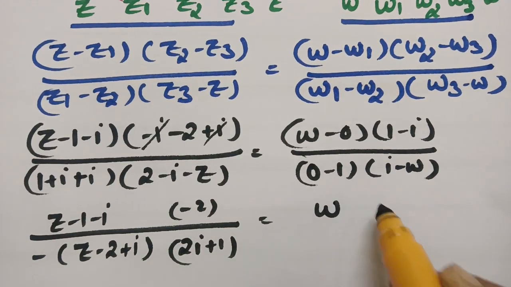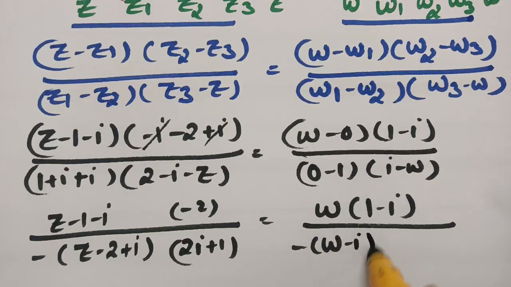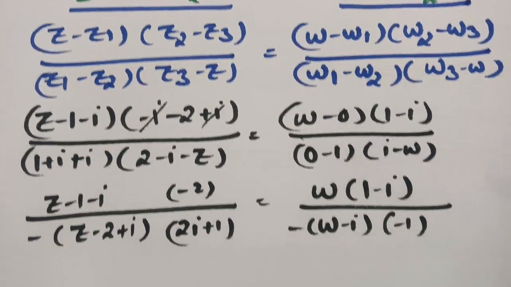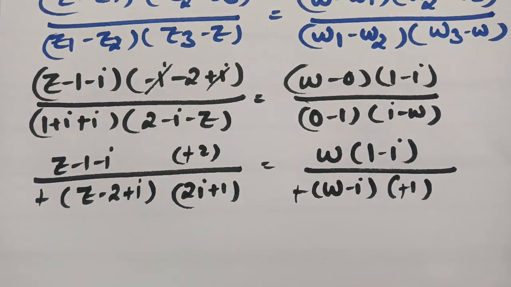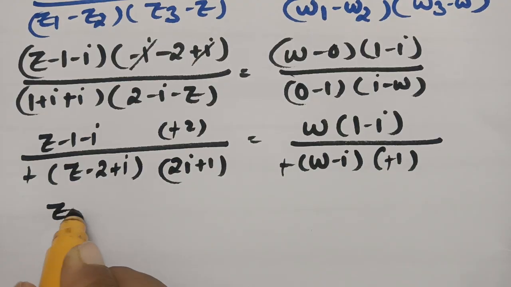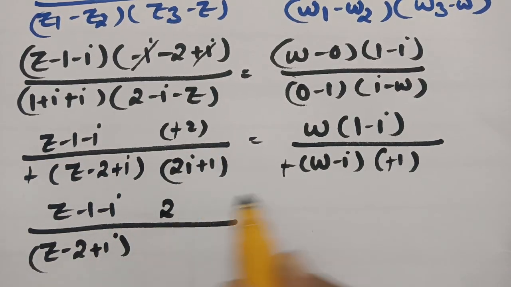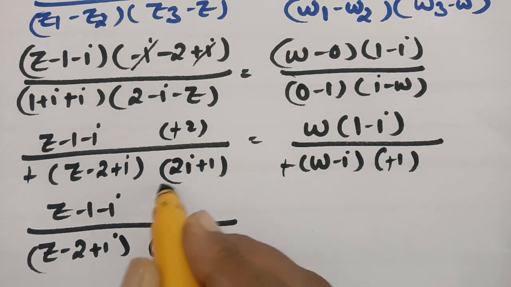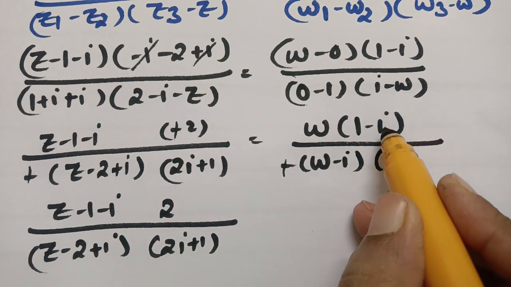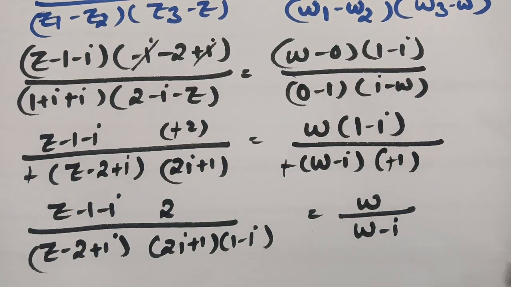So here this is w, this is 1 minus i, divided by. If I take minus common, w minus i and this is minus 1. Clear? Now this minus into minus is plus, and this minus minus got cancelled. And later see here z minus 1 minus i. So this is z minus 2 plus i, and here this is 2 times of, I am sending, so there is nothing to send here, that is 1 into 2 is 2, and see here this is 2 minus i plus 1. I am bringing this 1 minus i to the other side, and this is going to become w, this is w minus i.